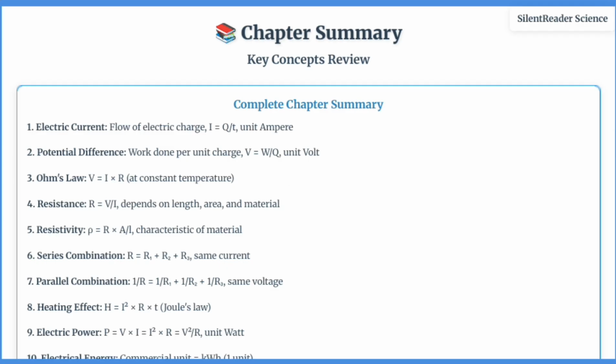Let's summarize this comprehensive chapter on electricity. We learned that electric current is the flow of electric charge, expressed as I equals Q divided by T, with unit ampere. Potential difference is the work done per unit charge, V equals W divided by Q, with unit volt. Ohm's law states that V equals I times R at constant temperature. Resistance depends on length, area, and material of the conductor, with resistivity being a characteristic property.